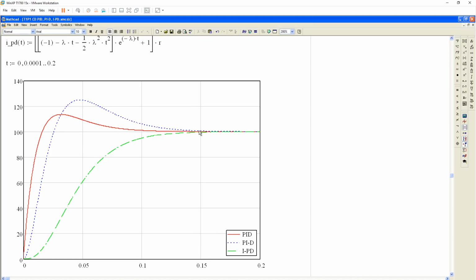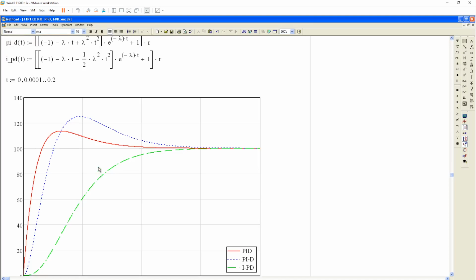Now notice that the I minus PD is slower to get to the set point, but basically it converges at about the same time, and that's because the three poles are going to always decay at the same rate, no matter where the zeros happen to be. The zeros are causing this overshoot here. The I minus PD has no zeros.